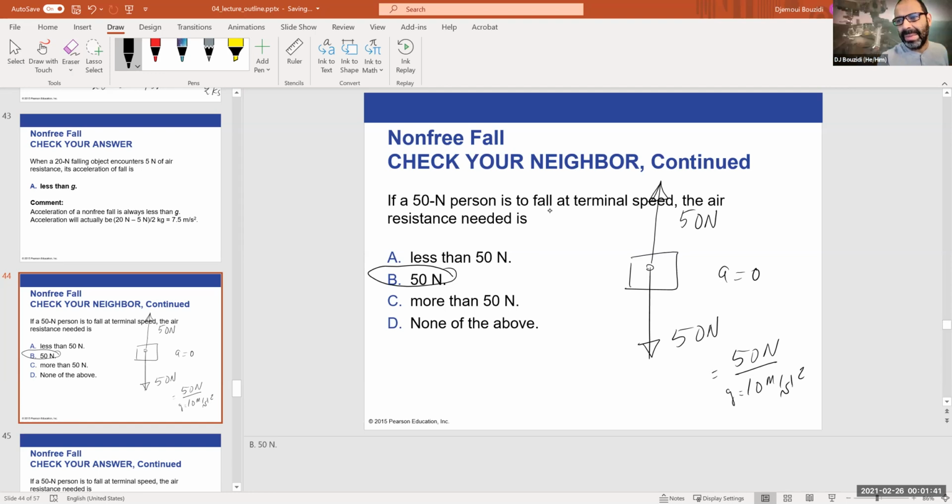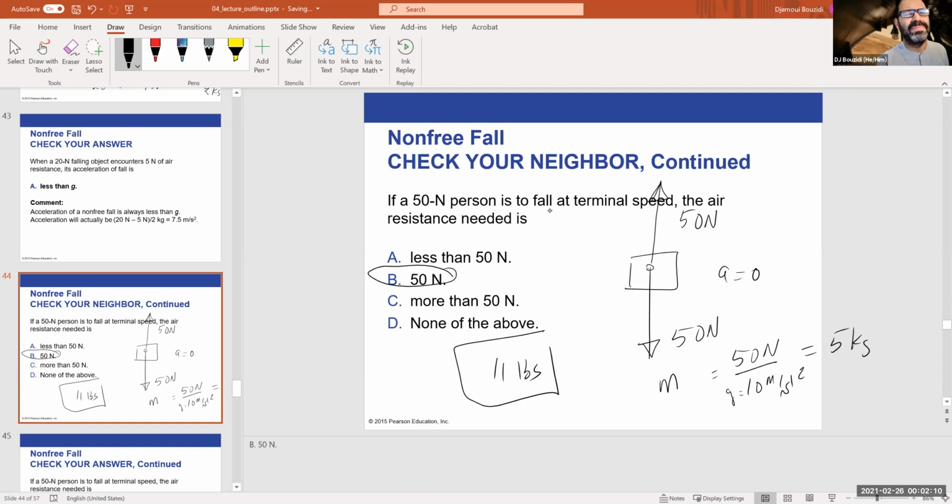I want to find the mass of this object. 50 divided by 10 is what? What is 50 divided by 10? Come on, guys, wake up with me. 5. 5, very good. 5 kilograms. What person weighs 11 pounds? Because 5 kilograms is about 11 pounds. Which person weighs 11 pounds? A baby? So this must be a baby.